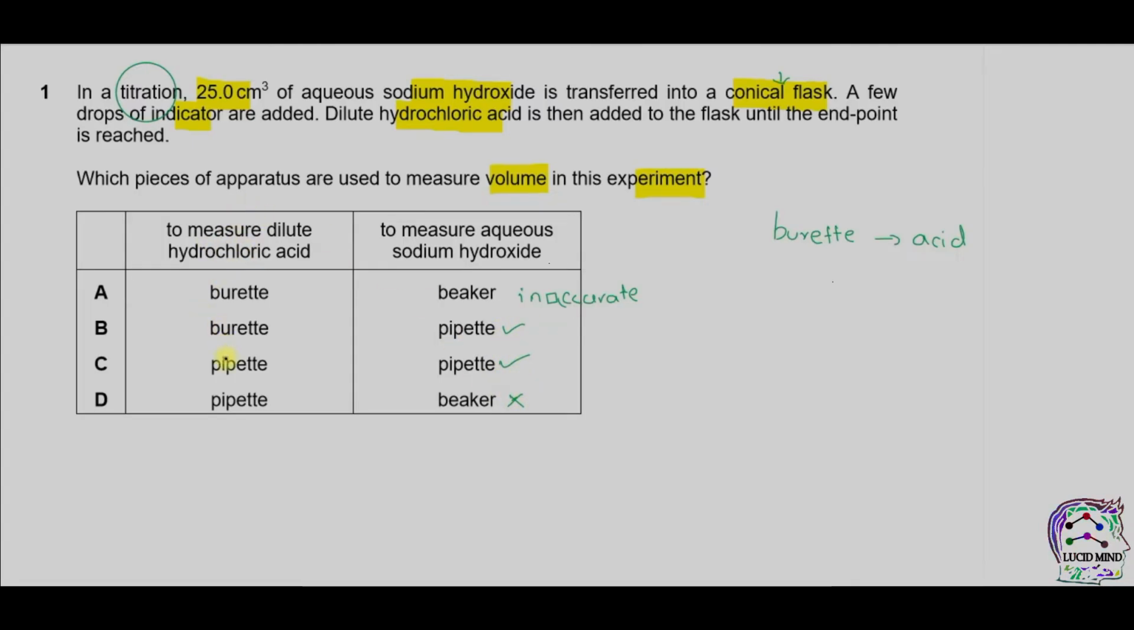On acid side, we have two things. One is pipette, one is burette. Pipette can be used to measure acid, but in titration we are going to use burette as both the measuring agent and the apparatus in which it is collected. Correct answer is therefore B.